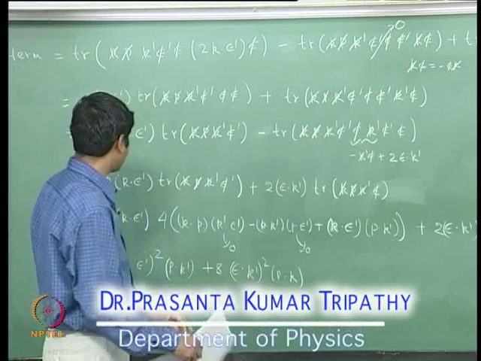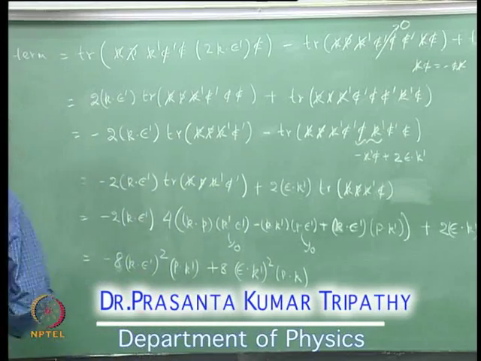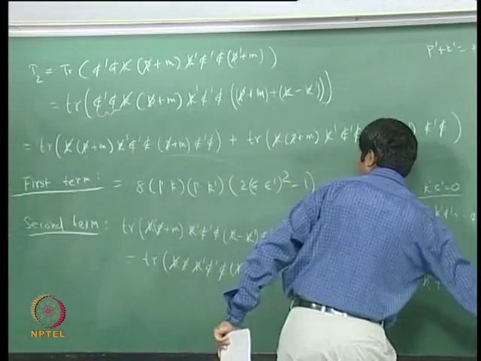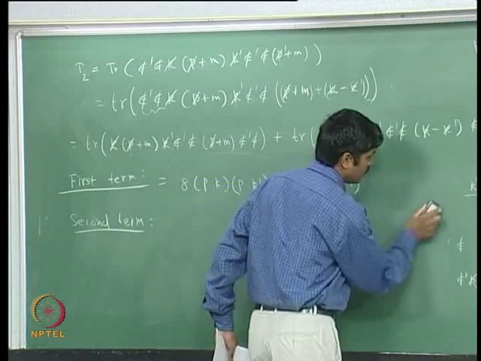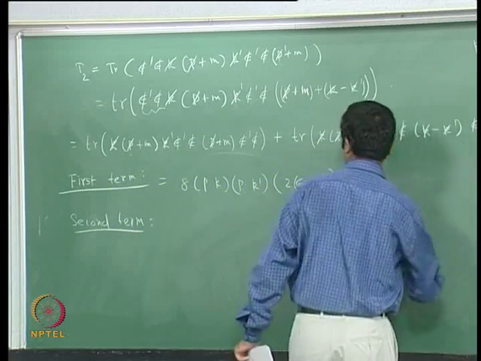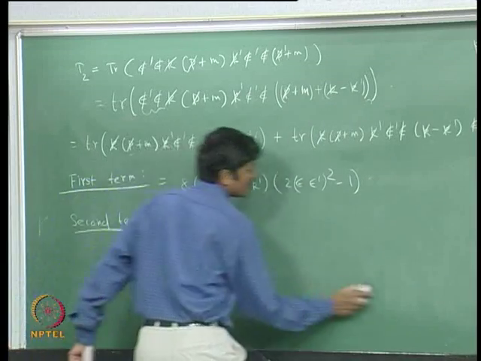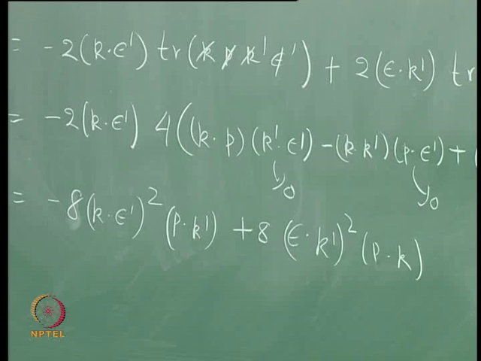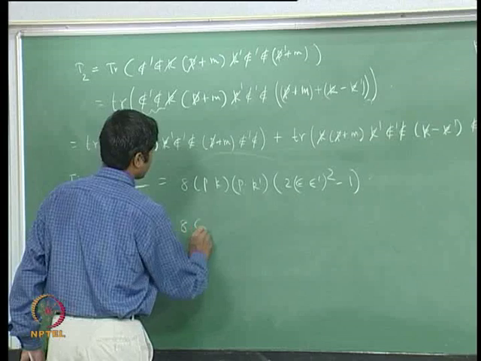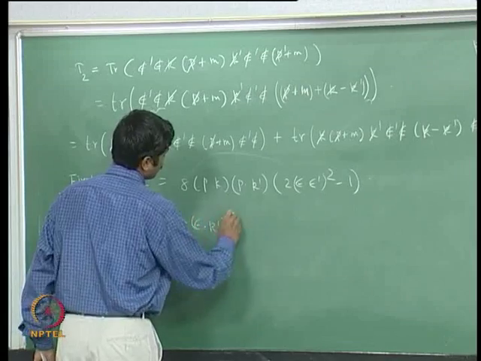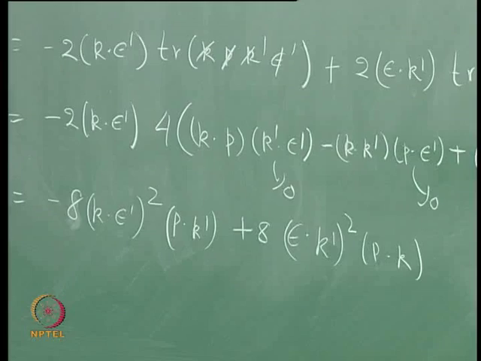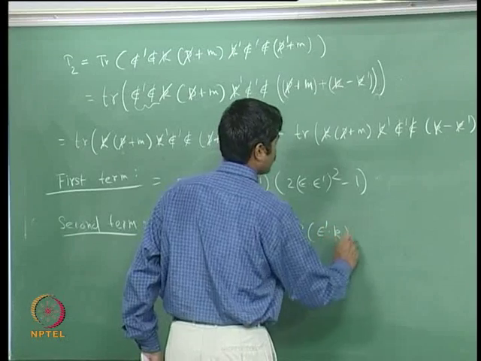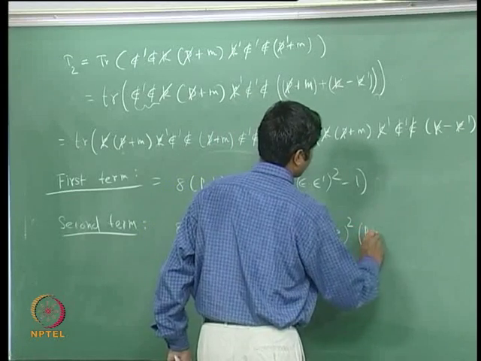So, this is what we got for the second term. The first term is this, and the second term is 8 epsilon dot k prime square p dot k minus 8 epsilon prime dot k square p dot k prime.